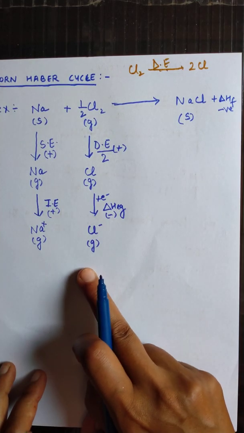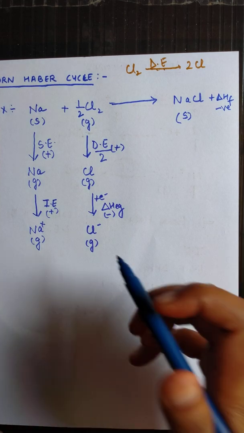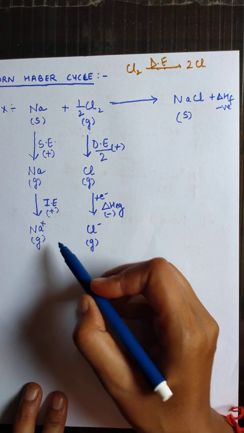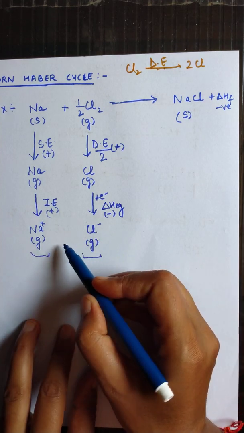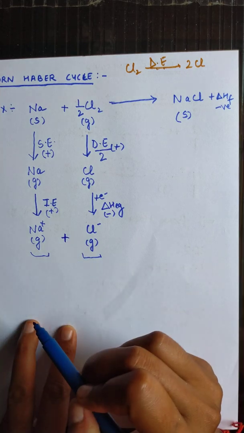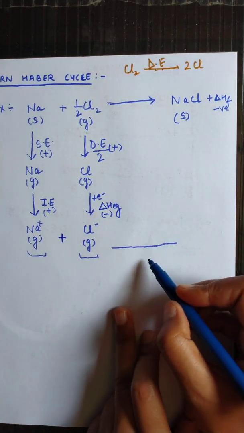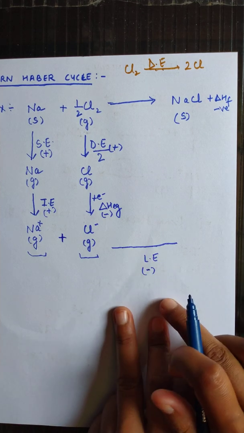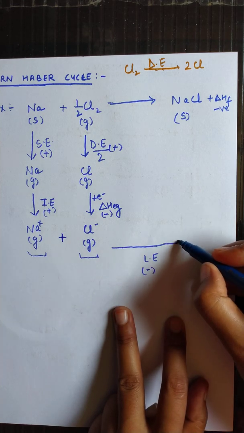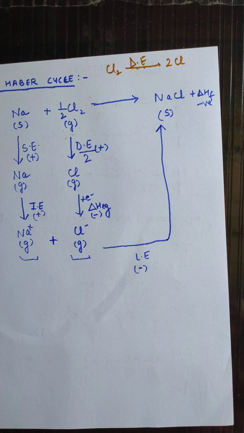Now we know that if both the ions are combined with each other, like we are having the sodium ion and the chloride ion, then on combining a large amount of energy is released, that is lattice energy. It is released, that's why I am just writing over here negative. And afterwards what forms? NaCl. Solid NaCl will be formed.